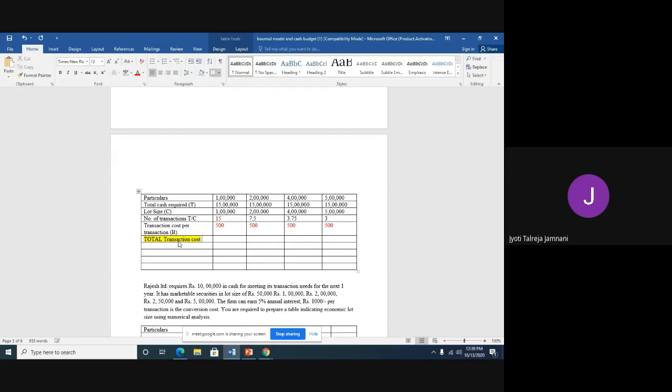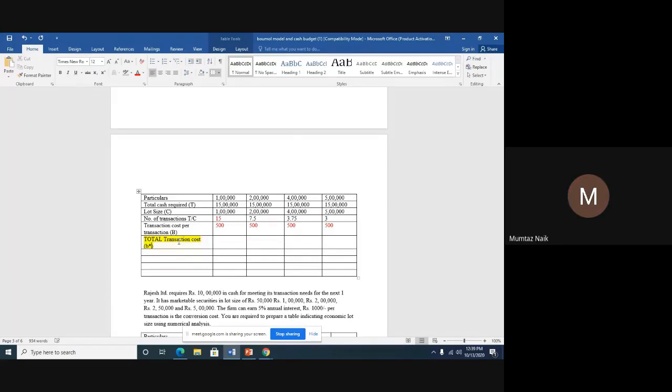How do we find the total transaction cost? Anybody can tell me the formula? B into T by C. Correct. B into T by C. So I have to divide first T by C and then multiply it with B. So now you have already done that here. T by C is 15 and B is 500. So if I do 15 into 500, I will get the total transaction cost.